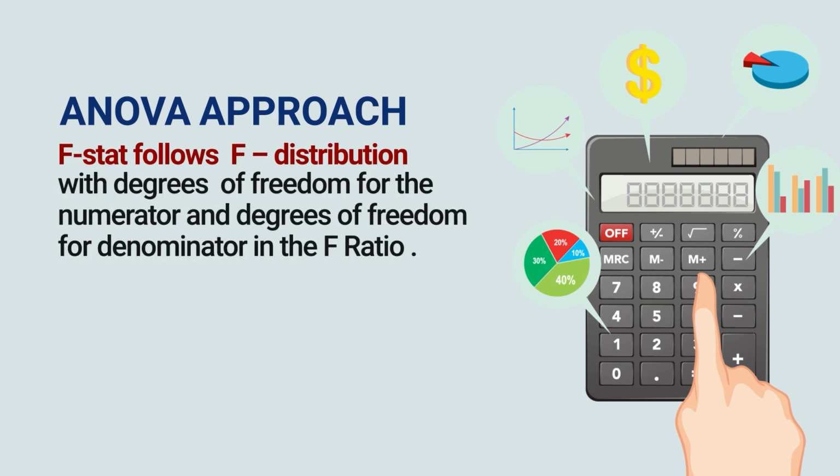So we take the ratio of the mean square between batteries and within batteries, and we can show this ratio follows the F distribution. So here we will be using the F distribution. The F statistic follows an F distribution, with degrees of freedom for the numerator and the denominator of the F ratio. F distribution is another distribution which we use in the analysis of variance, and it has 2 parameters, since the F ratio is the ratio of 2 mean square values. One is the degrees of freedom for the numerator, and another is the degrees of freedom for the denominator.